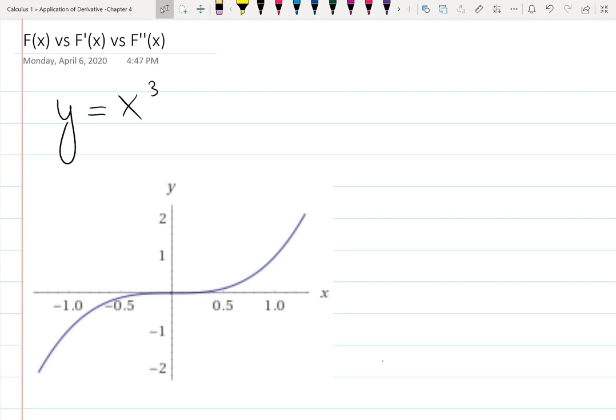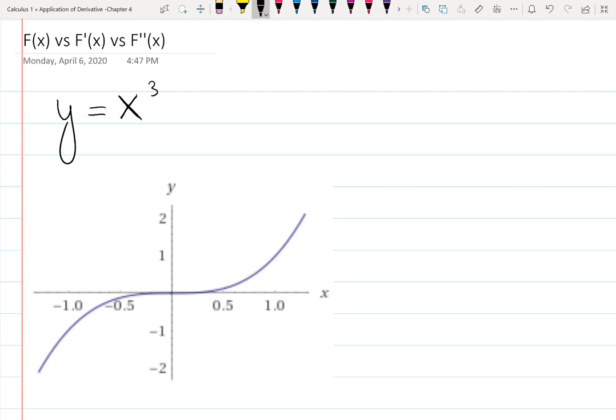In this short video, I want to go over how the graphs of the original function, its derivative, and its second derivative will look. What did we learn about the sign line for the first derivative and second derivative, and how can it all be justified with a concrete example? I chose a simple example, a cubic function, x cubed.